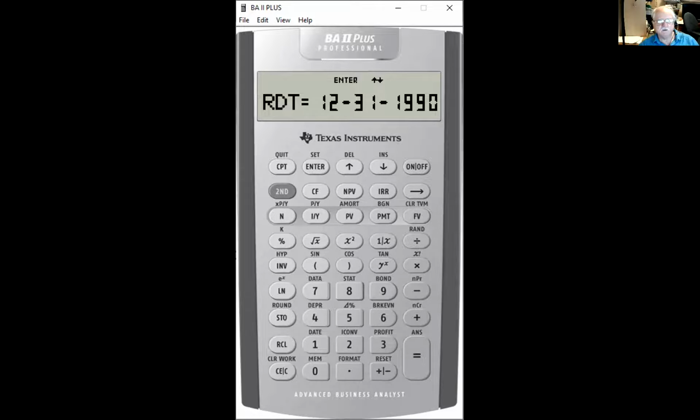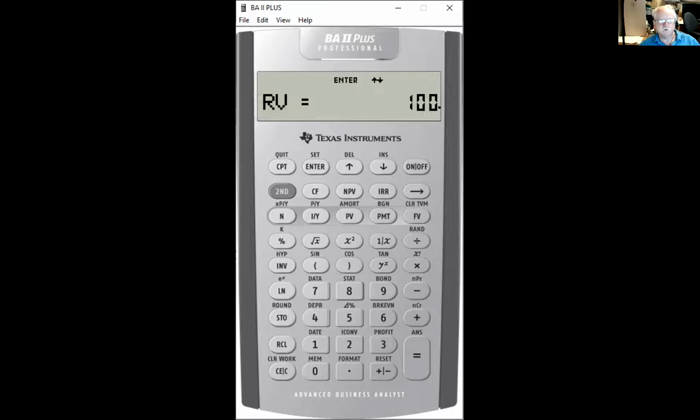And now the RDT stands for redemption date. That's the maturity date. They call it the redemption date. And so what do we know? It was the 12th month, the first day of the year 2030. So enter, and we can see 12/01/30, down.